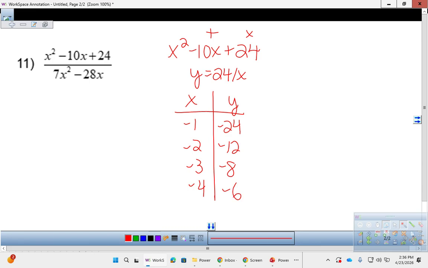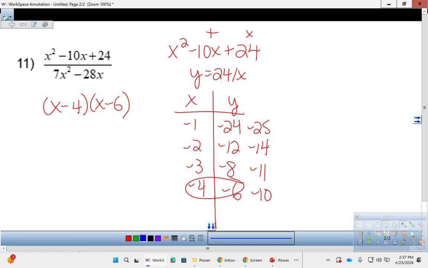And then they'll start to repeat. So negative 1 plus negative 24 is negative 25. Negative 2 plus negative 12 is negative 14. Negative 3 plus negative 8 is negative 11. Negative 4 plus negative 6 is negative 10. I wanted to add to negative 10, so the top in factored form is x minus 4 times x minus 6.